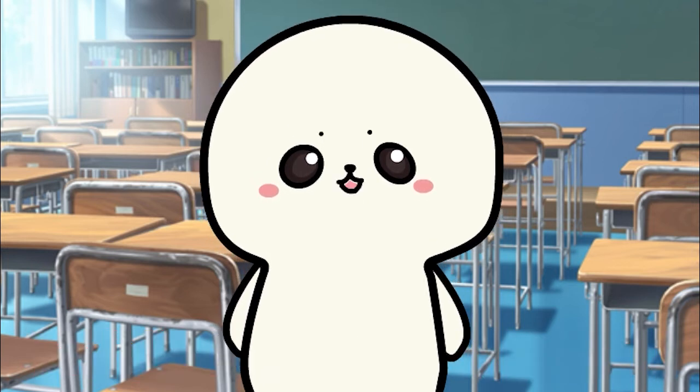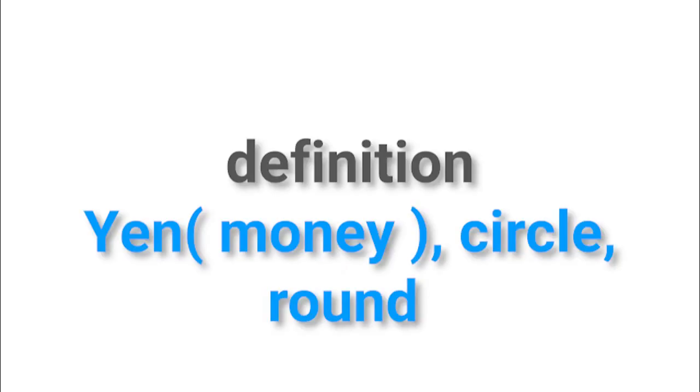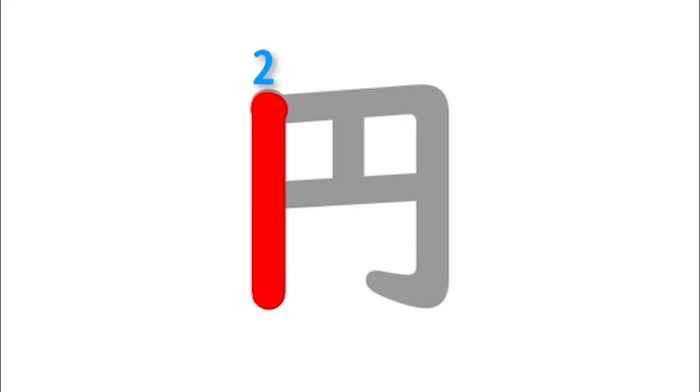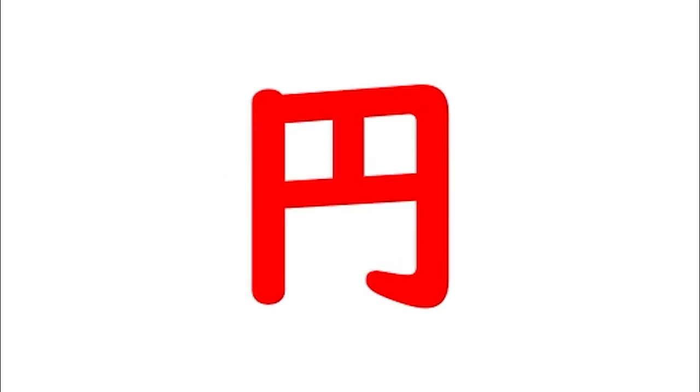Today's letter is 円. The definitions of this kanji are yen, circle, round. Let's write the kanji. 1, 2, 3, 4. One more time. 1, 2, 3, 4.